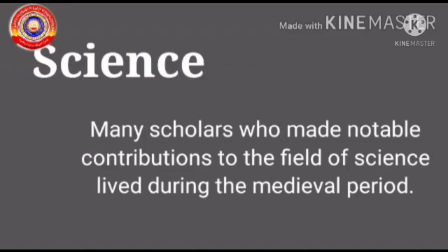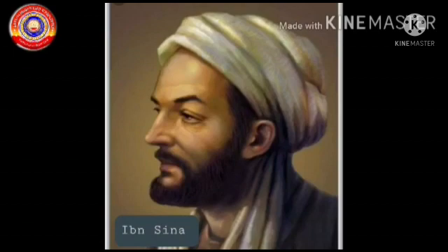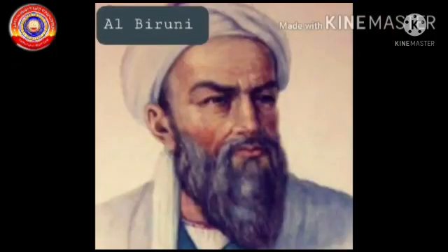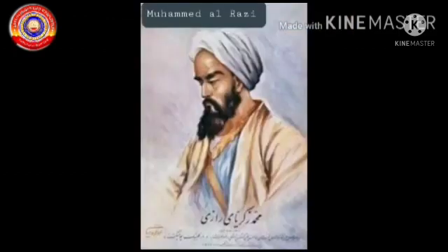Many scholars who made notable contributions to the field of science lived during the medieval period. The following are: first one, Ibn Sina. He was a medical scientist and a philosopher. Second one, Ibn al-Qasim. He was the father of surgery. Next picture is Al-Biruni. He formulated the basic ideas of geology and anthropology. Next is Muhammad al-Razi. He gave contributions to medical science.